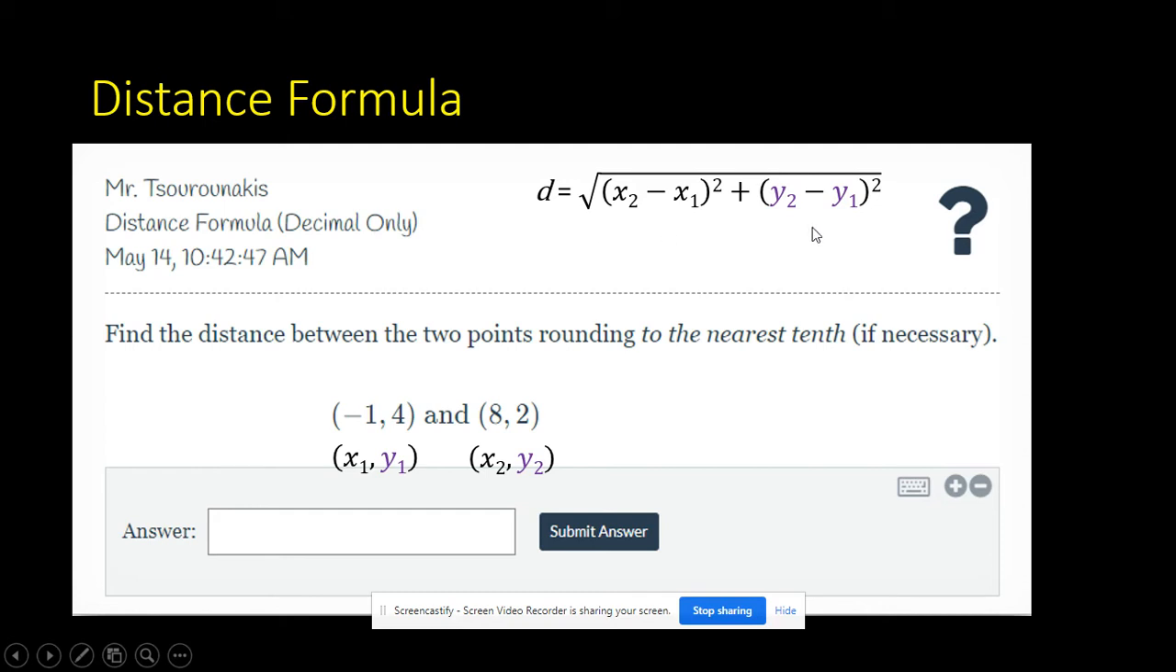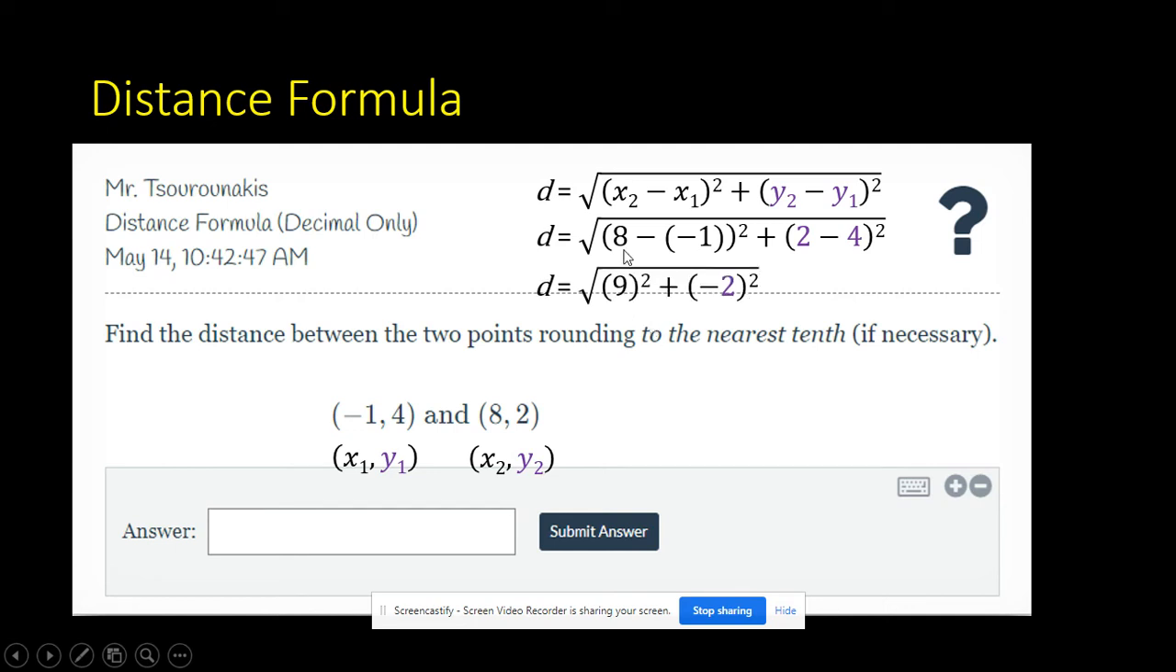So going back to the formula, distance is the square root of the difference of the x's squared plus the difference of the y's squared. So I just plug in my x's and y's. X2 is 8, x1 is -1, comes from here. Y2 is 2, and y1 is 4, again coming from the points they gave.